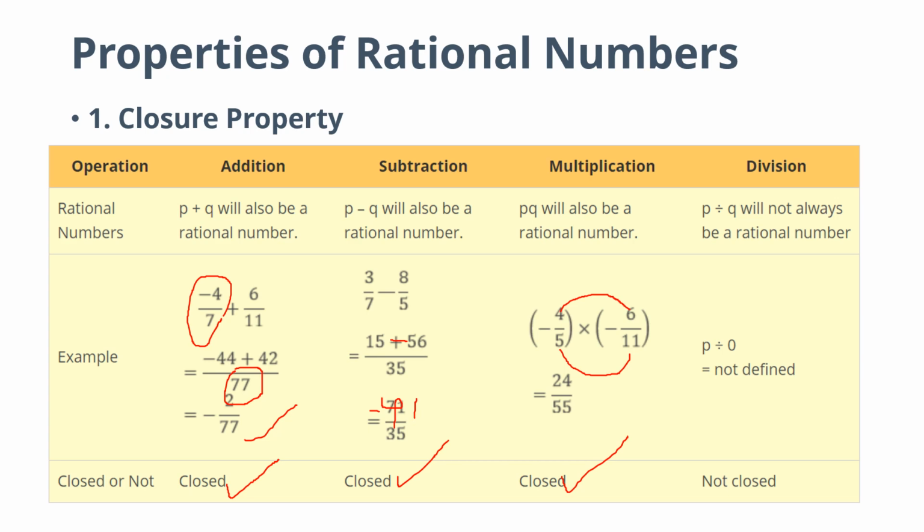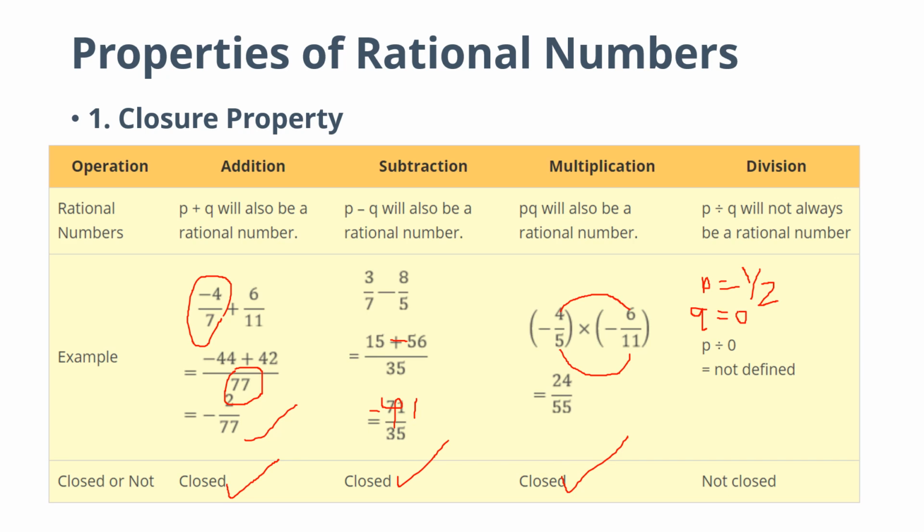Now let us take an example for division. Suppose you take p as any number, 1 by 2 or something, and q as 0. Here we are not taking the denominator of the rational number as 0, but we are taking two different numbers. One is p, one is q. Here q is 0. As you all know, 0 is also a rational number. So we can take this example. 0 is a rational number.